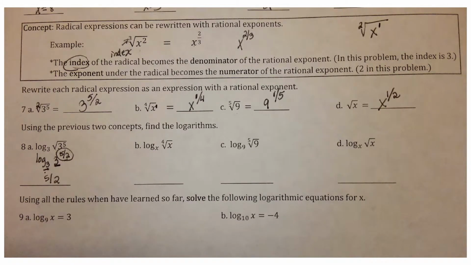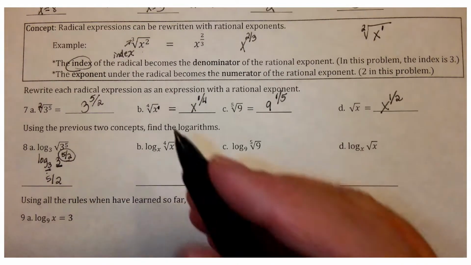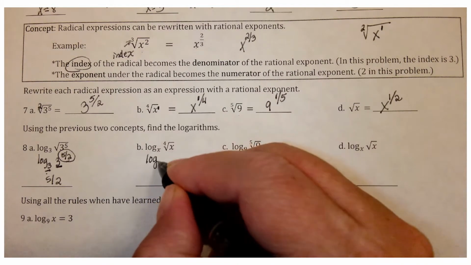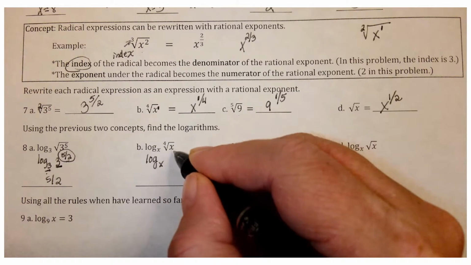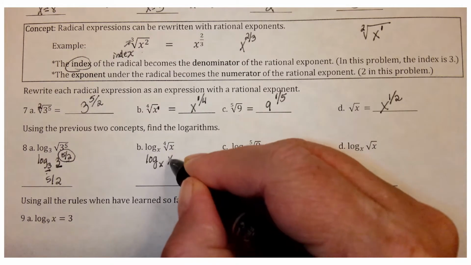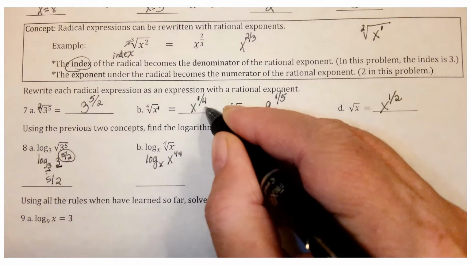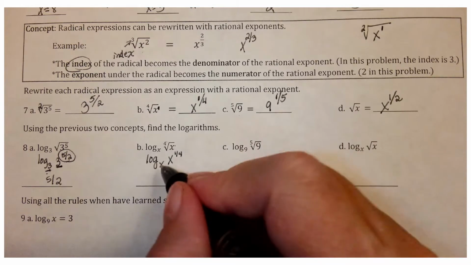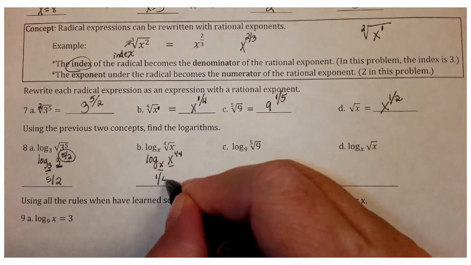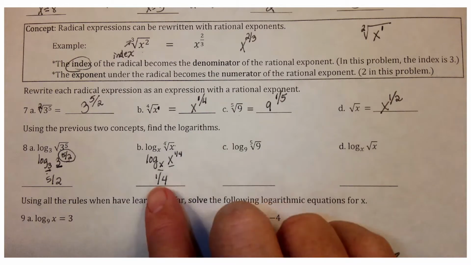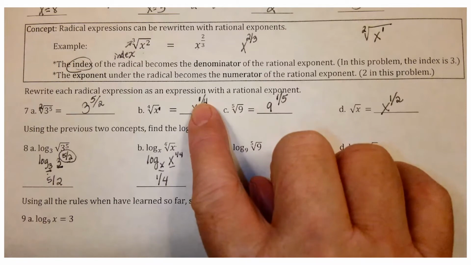Let's look at 8b. Here I have log base x. I want to convert this to x to some power. So here I've got x to the 1/4. Again, just did it right there. Bases are the same. Exponent is the answer. So this is really combining the rule that we learned earlier and this rule with the radicals here.